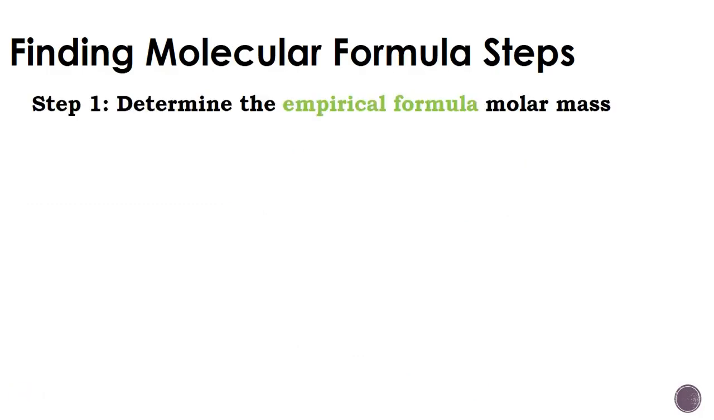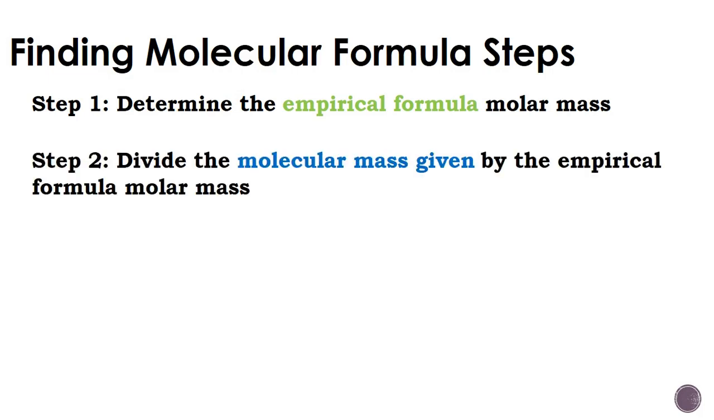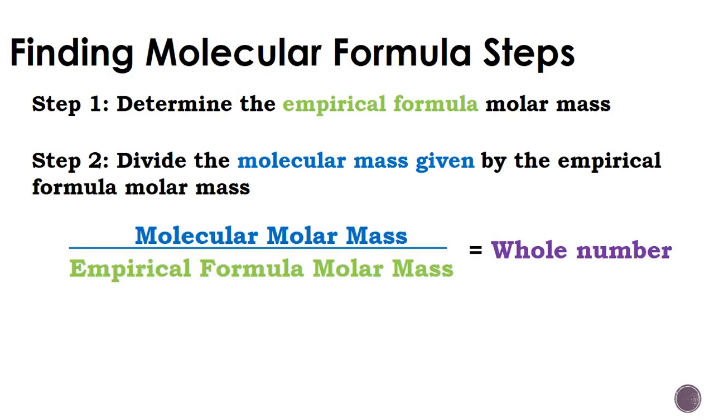Let's talk about the steps in finding the molecular formula. The first thing you want to do, when given your empirical formula, is figure out what the molar mass is for that empirical formula. Then we have a formula. It says to divide the molecular mass, that is always going to be given to you in the problem, by the empirical formula molar mass.